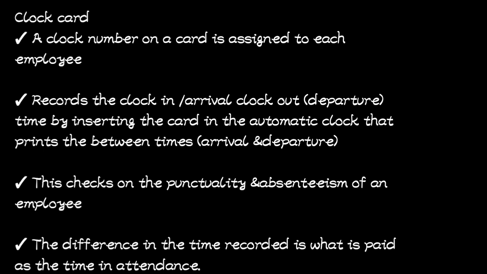So this checks on the punctuality and absenteeism of an employee, because you cannot check in when you did not actually come to work. Then the difference in the time recorded is what is paid as the time in attendance. If you come at 9 and clock out at 1, that is the time that will be paid. So that is the clock card. It records the clock in and clock out time of the employees.